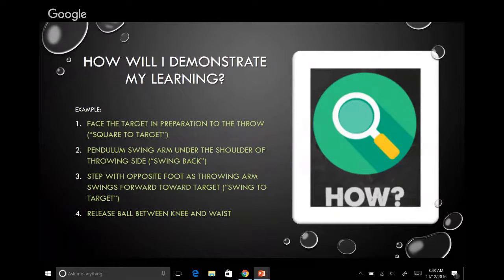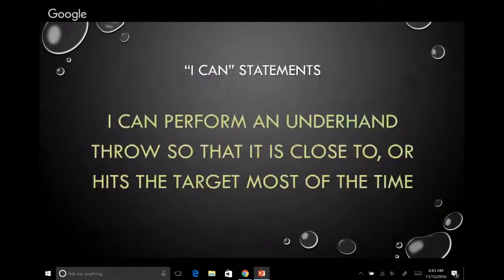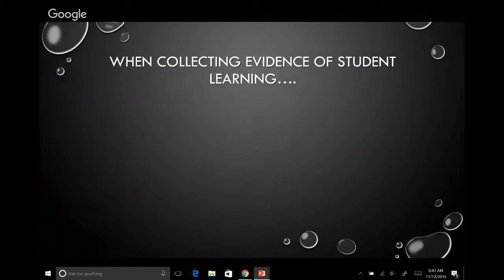This is where all your critical elements come in, and this needs to be shared with your students. They need to know this very clearly. You can also use I can statements. So I can perform an underhand throw so that it's close to or hits the target most of the time. So I can statements also kind of help support that notion.